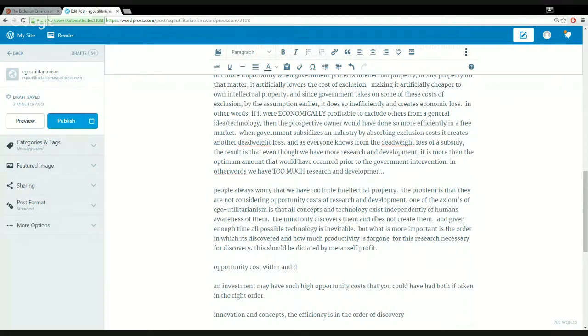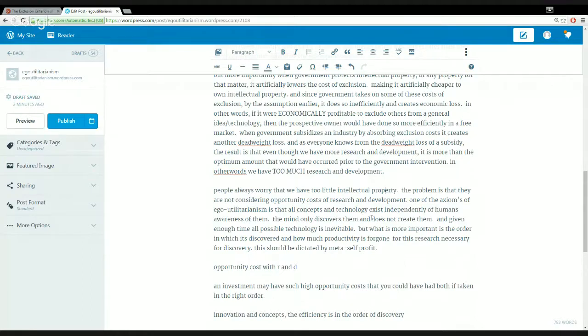But what is more important is the order in which it's discovered and how much productivity is foregone for the research necessary for discovery. This should be dictated by Metaself profit, right? So in essence, technology is an intellectual capital good, right? You have to invest upfront in research and development and not get any benefits in the meantime. Now the thing is, there's a most efficient path to this. Sometimes it's best to put off research and development and actually produce in the meantime.